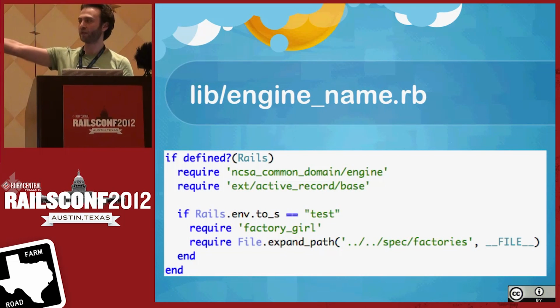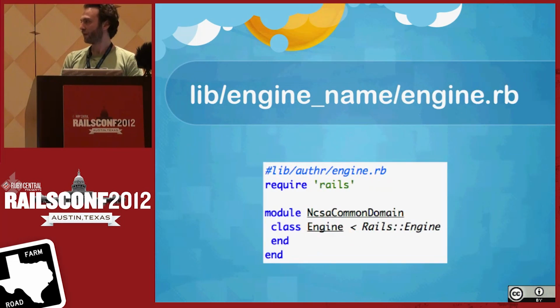The first two lines on the top are just libraries being loaded, and below that is some stuff being loaded only for tests. So this is a simple RB file for it. There are better ways of doing this, but this is one example. And then this is the engine.rb file. This is where you actually configure the engine with engine features from Rails.